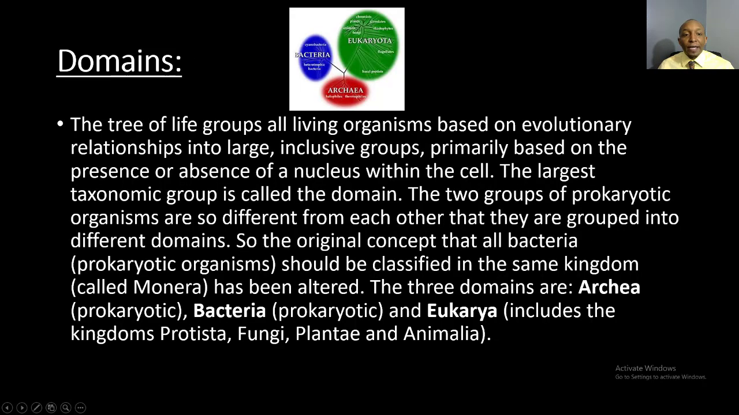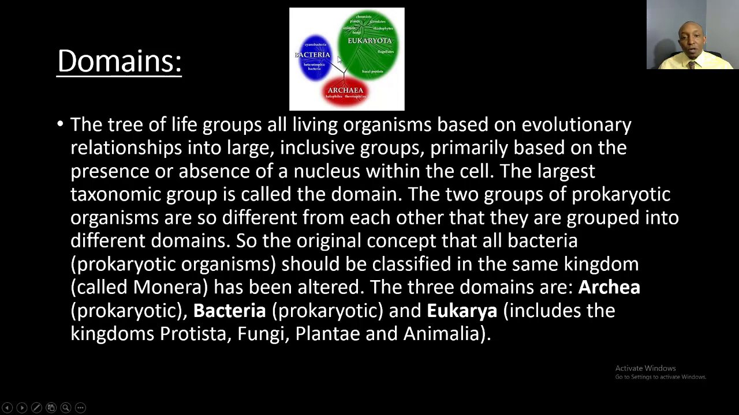So now let's take a look at domains. The tree of life groups all living organisms based on evolutionary relationships into large inclusive groups, primarily based on the presence or absence of a nucleus within the cell. The largest taxonomic group is called the domain. The two groups of prokaryotic organisms are so different from each other that they are grouped into different domains. So the original concept that all bacteria or prokaryotic organisms should be classified in the same kingdom called Monera has been altered. The three domains are Archaea, Bacteria, and Eukarya. And Eukarya includes the kingdoms Protista, Fungi, Plantae, and Animalia.